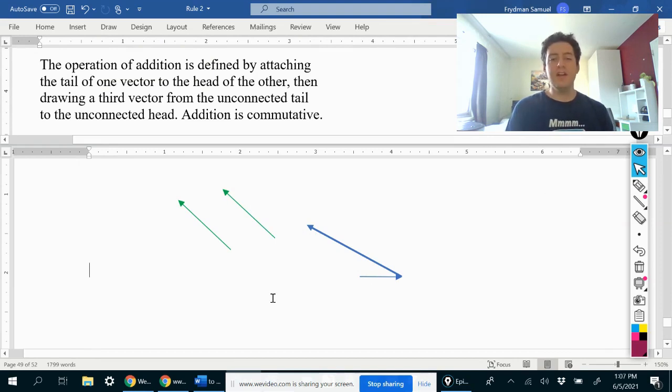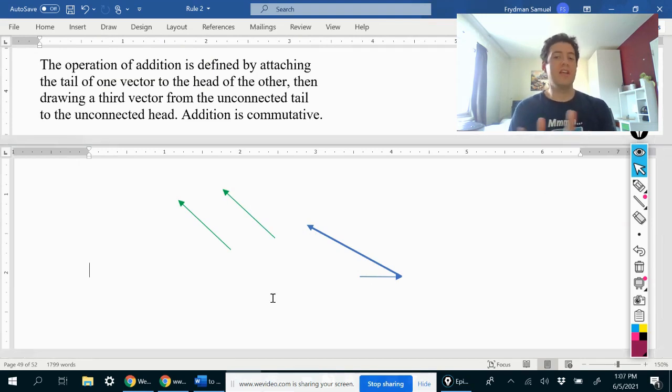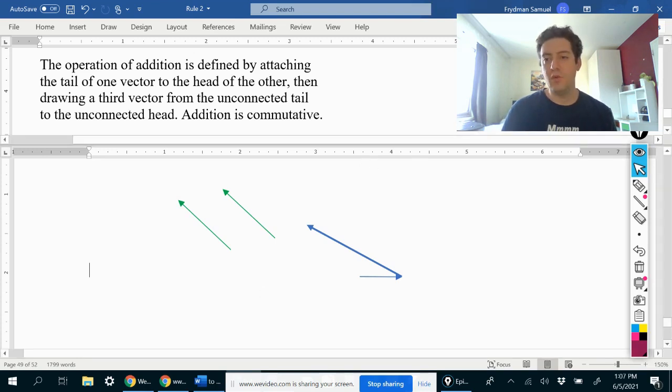So addition is commutative with vectors, just like it's commutative with regular numbers. Like 5 plus 3 is 8. 3 plus 5 is also 8. You can change the order and still get the same answer. Here, you can. It doesn't matter which tail you connect to which head, you'll still get the same answer. So addition is still commutative with vectors.